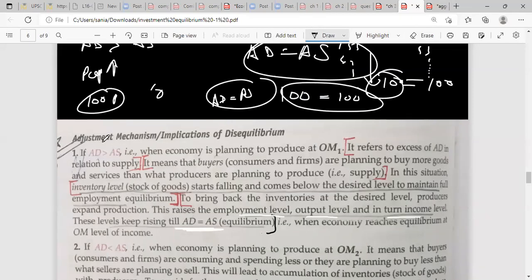So you will write adjustment mechanism or implication of disequilibrium. This is disequilibrium basically, right? You will write this, then you will write first when AD is greater than AS. Then from here, it refers to this first point, then the second point till here, and then the third point till here. Just write till here, and after that, from here to till here. Clear? Be very quick.